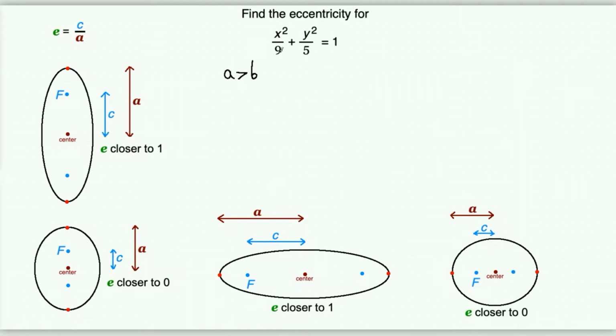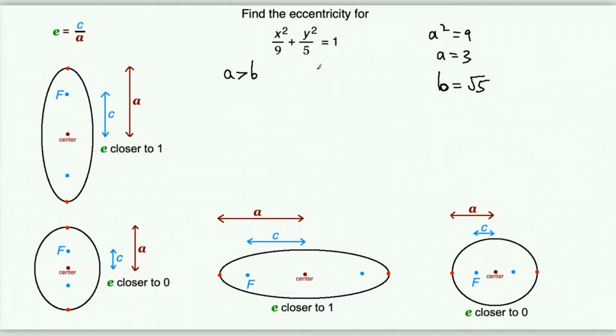And why do we need it? Because in the standard form equation, we know that the bottom will be either a squared or b squared, and we have to determine which one it is. Since a is greater than b, we know that 9 is a squared, because 9 is greater than 5, right? So a must be equal to 3, and that means b is equal to the square root of 5, because b squared is 5, since we already found the a value.